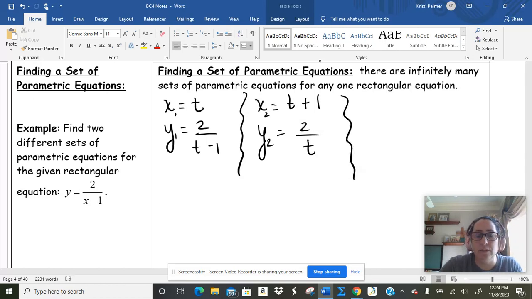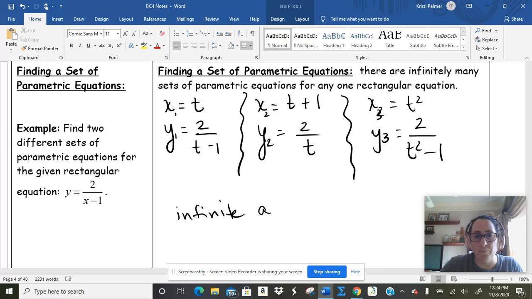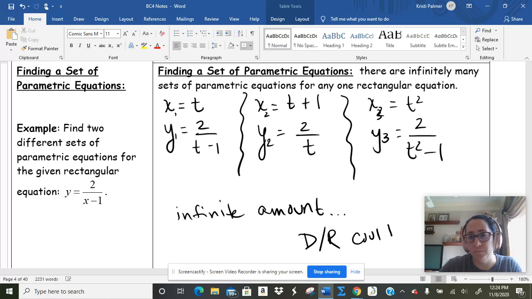I mean, we could do this like crazy. We could pick lots of things for x. So we could say let x equal t squared. That's the third one I'm looking at. So then that'd be 2 over t squared minus 1. So there is an infinite amount of possibilities here. Now, what could be different is the domain and range could be different. So that's the only thing.